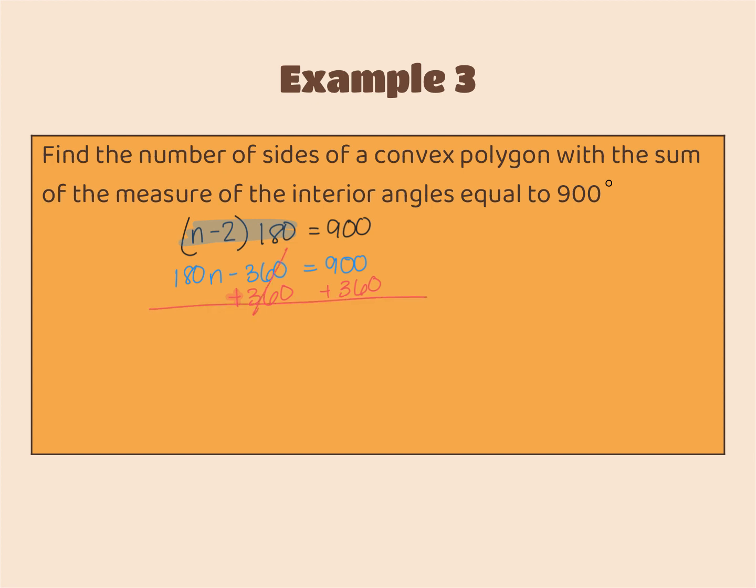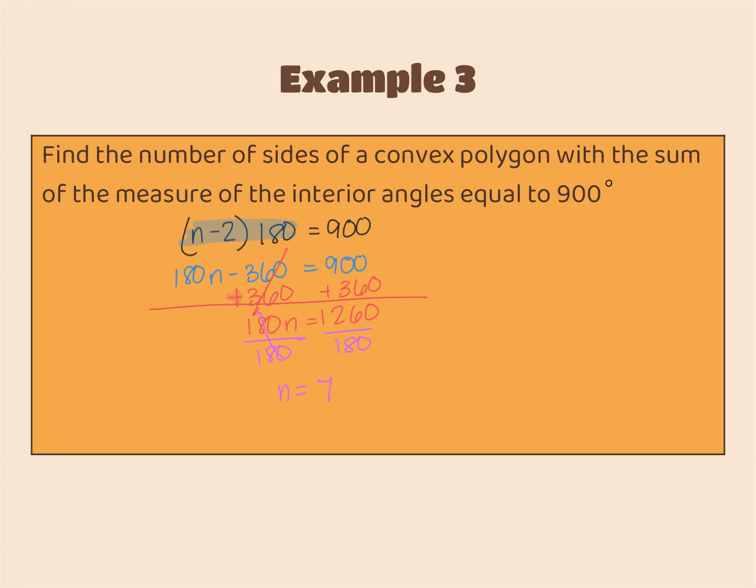These are going to cancel out. I'm going to get 180n equals 1,260. Next, I'm going to go ahead and divide both sides by 180. These are going to cancel out. N is going to equal, if you divide correctly, 7 sides. So from what we know, a shape with 7 sides.